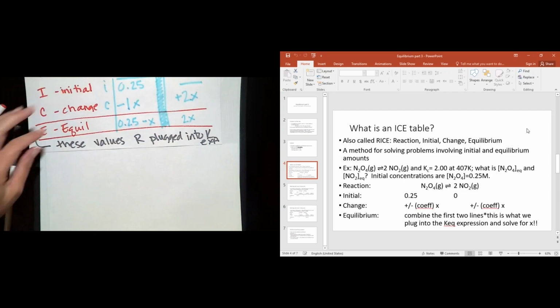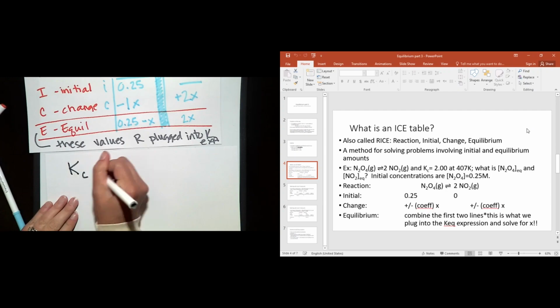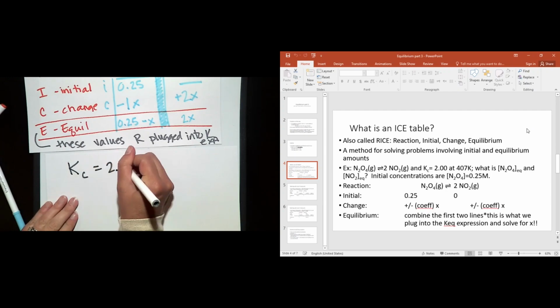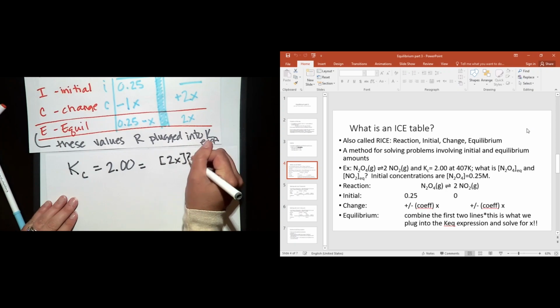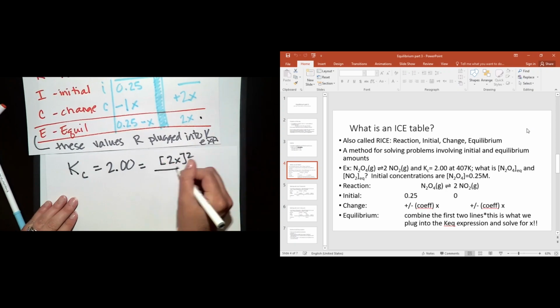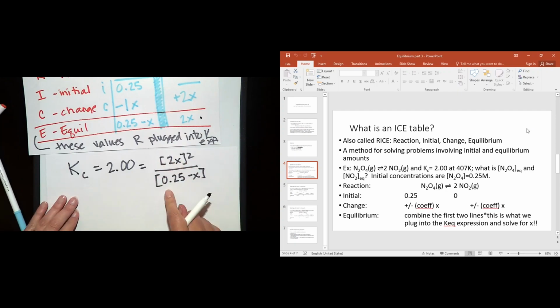Remember I said the equilibrium values are what gets plugged into the K expression. So if I have a K value, and in the problem it's given as 2.00, I can then plug these values into my equilibrium constant expression.